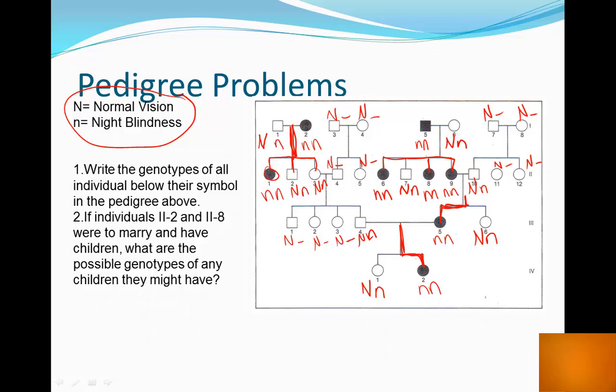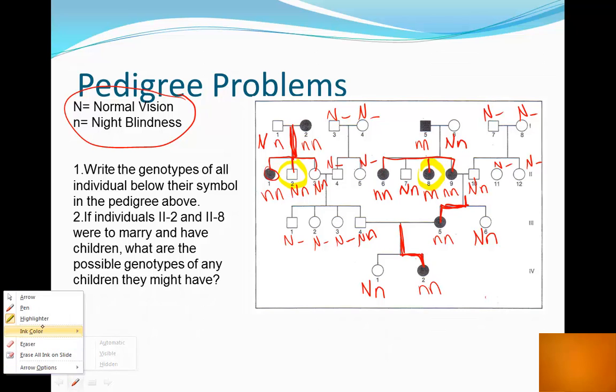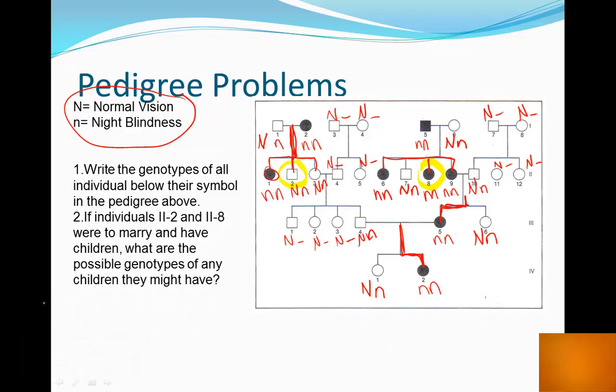If individuals 2,2 and 2,8, so we're going to look at 2,2, which is this individual here, and 2,8, which is this individual here, marry and have children, what are the possible genotypes of any of the children they might have? 2,2 is big N, little n. 2,8 is little n, little n, or homozygous recessive.